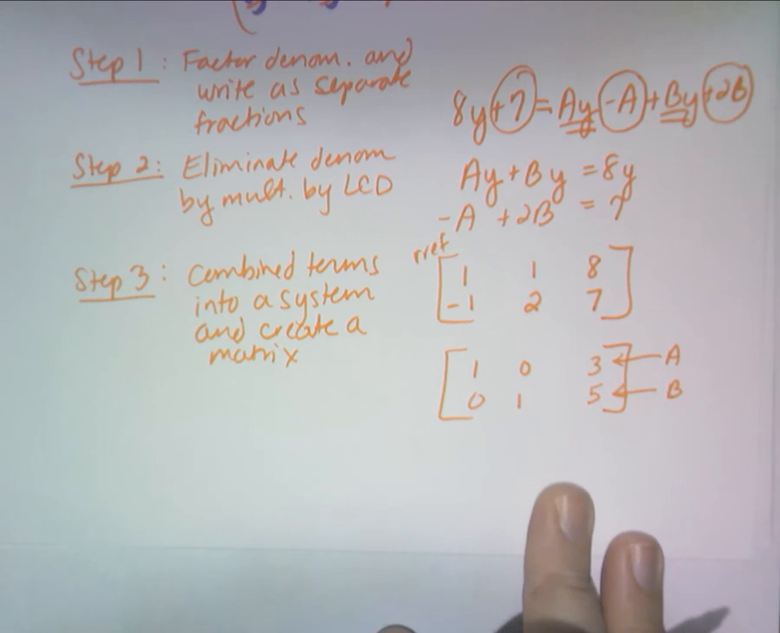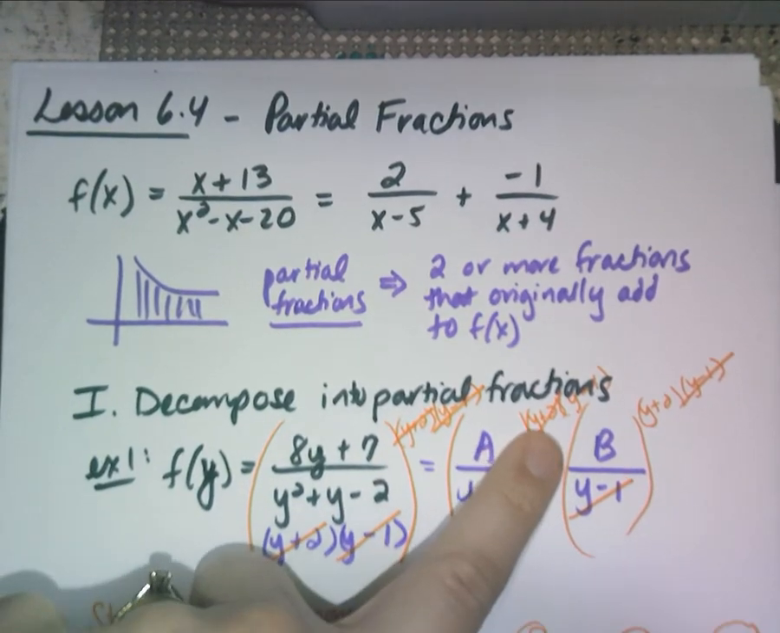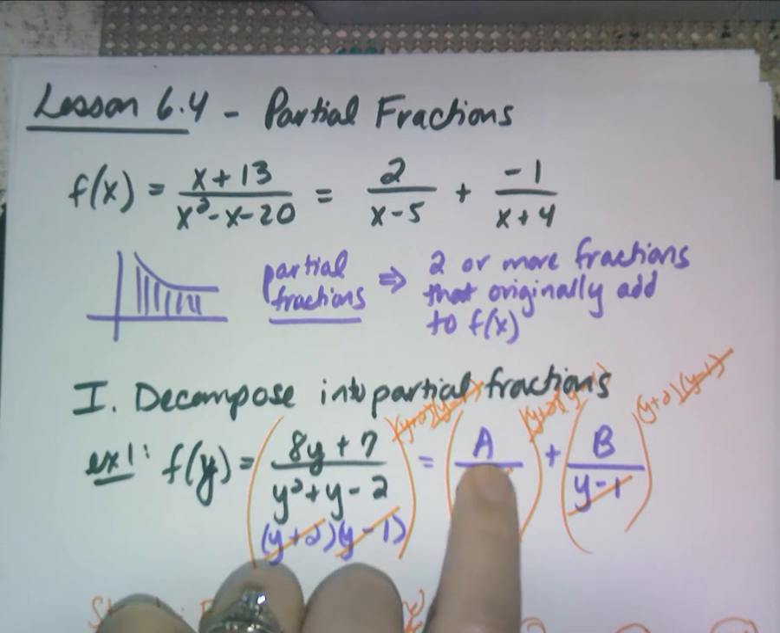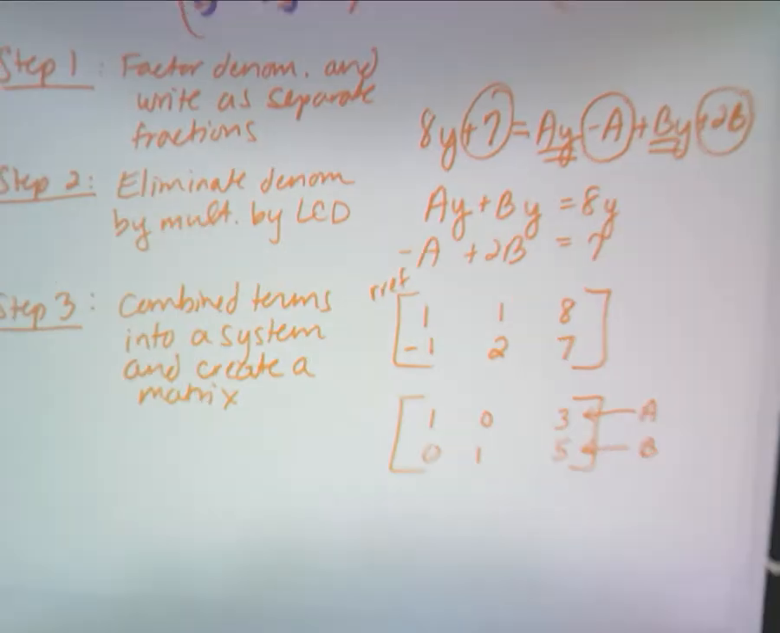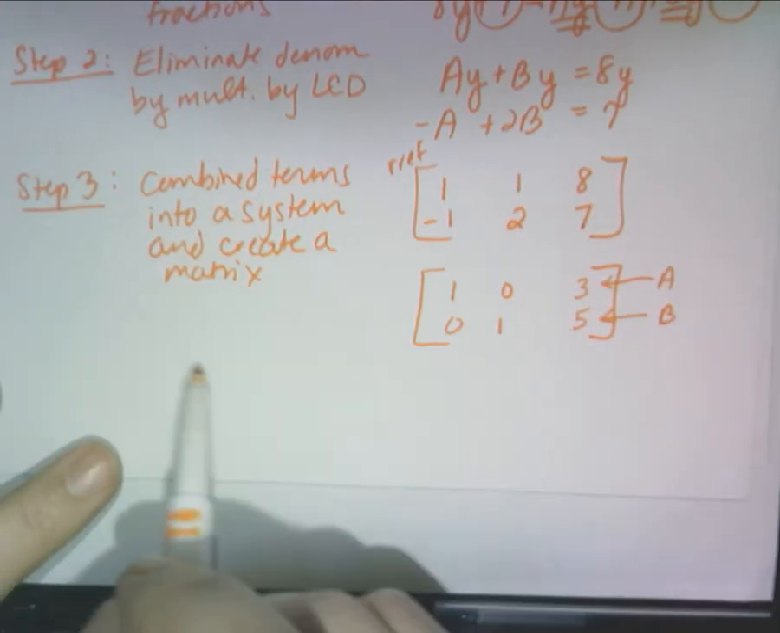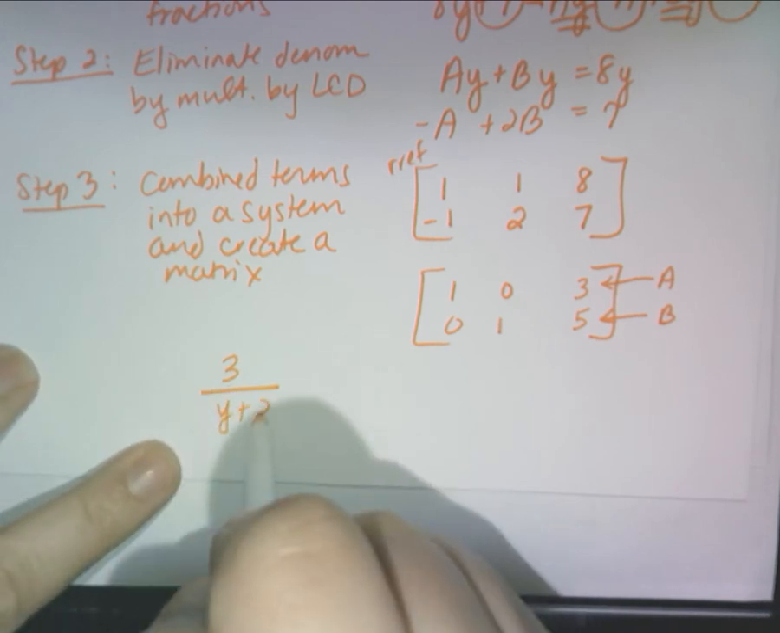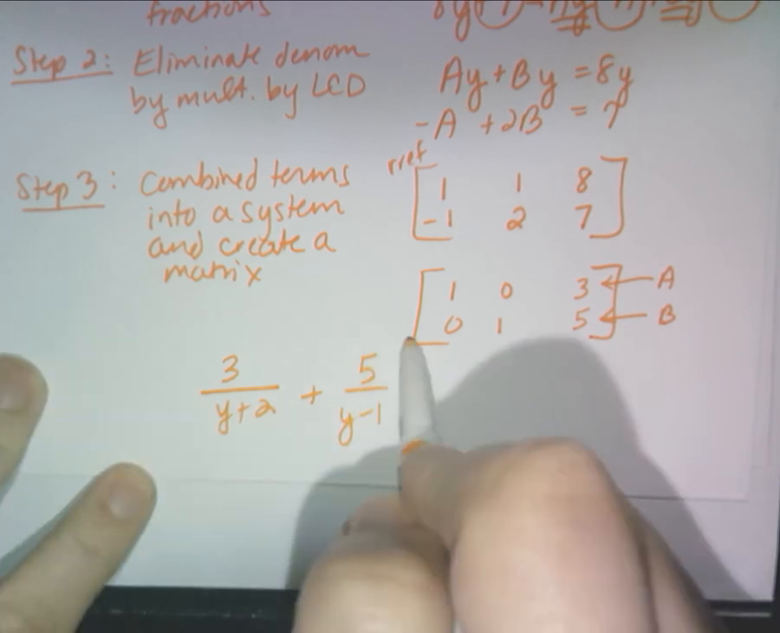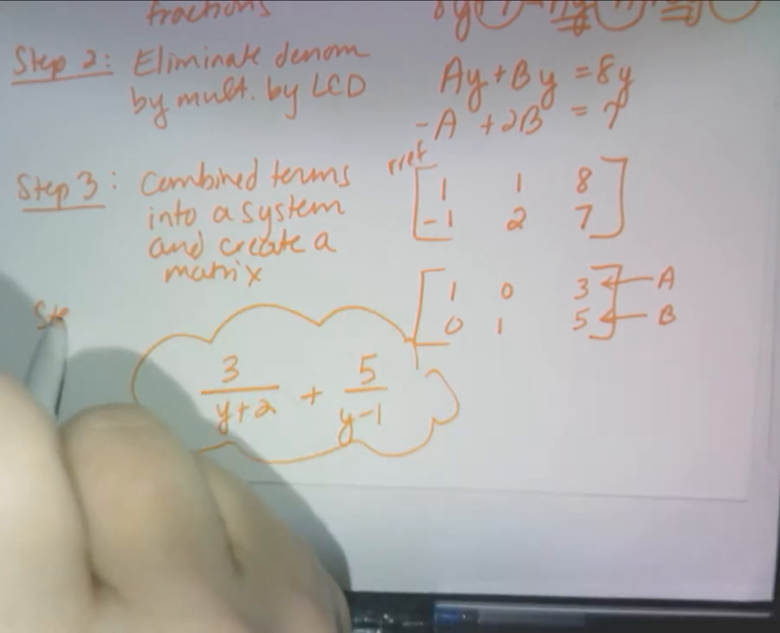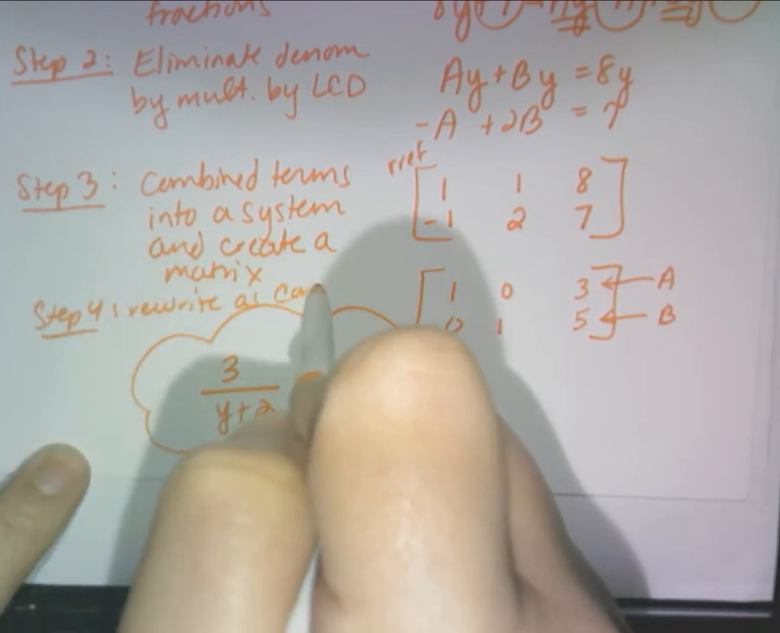Now, if you gave me the answer as 3 and 5 on the test, you'd be wrong. Because the question said, again, to decompose into partial fractions, meaning you found out what the denominator was, now you found out the numerator. If you gave me 3 and 5, all you did was give me a numerator. So what would be the actual fraction? What should 3 be over? Y plus 2. And what should B be over? Y minus 1. So 5 over Y minus 1. This right here is the answer. This is step 4, rewrite as a fraction. Or I should say rewrite as the correct fraction.